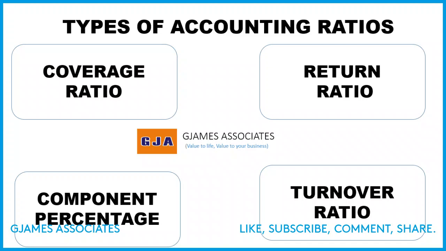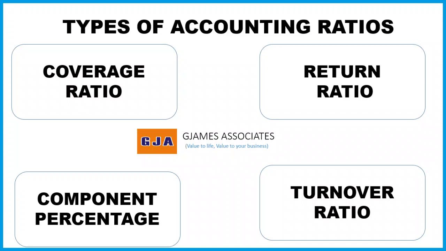And last but not the least, under this particular types of accounting ratio is a component percentage. When we are talking about the percentage of components into the whole, we are trying to measure the relationship that exists between various components of an item to the item in percentage term. Like when we are talking about gross profit to sales, or total overhead to sales. So these are components of one another.